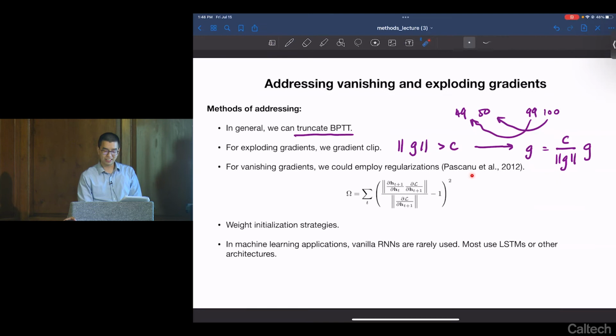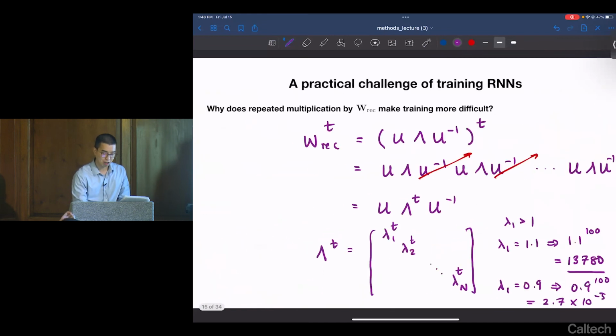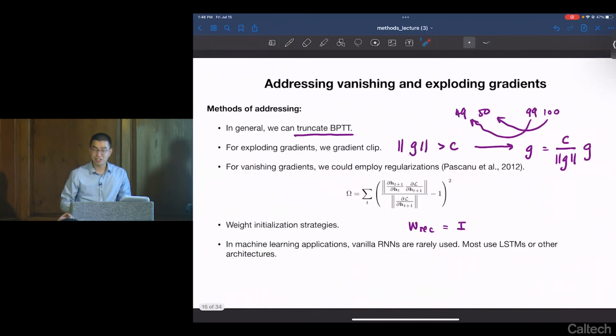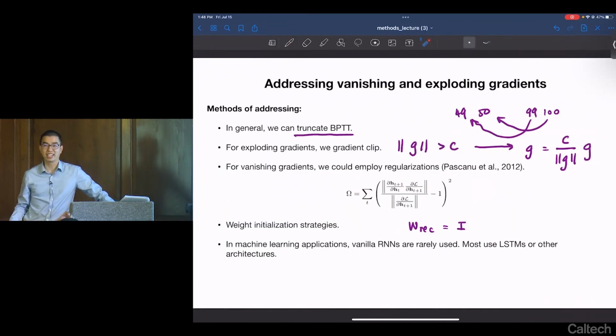There are other regularizations that ML people have employed to address vanishing gradients. And just because I'm doing poorly on time again, I'm going to skip this. There are also weight initialization strategies. So something as simple as initializing W recurrent to be the identity matrix, and the identity matrix has all eigenvalues equal to 1, actually does wonders for some RNN training. Like you will train a lot faster and you'll be able to learn longer temporal dependencies.